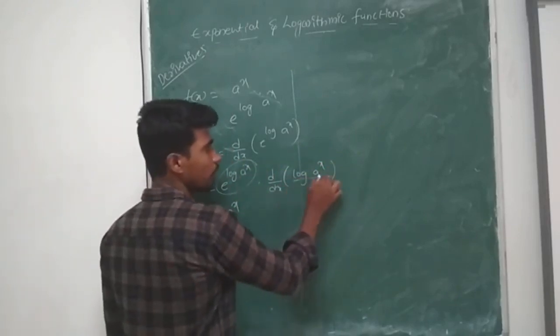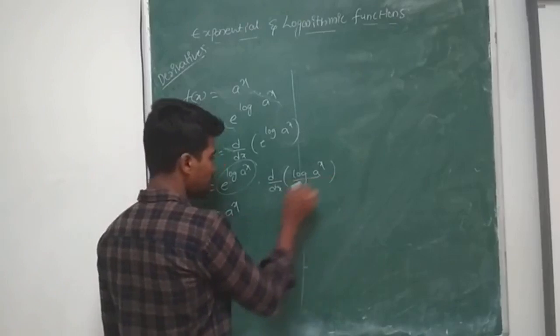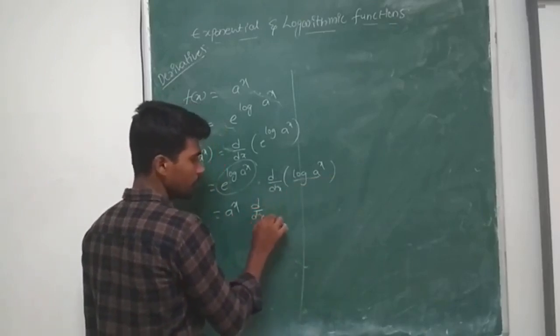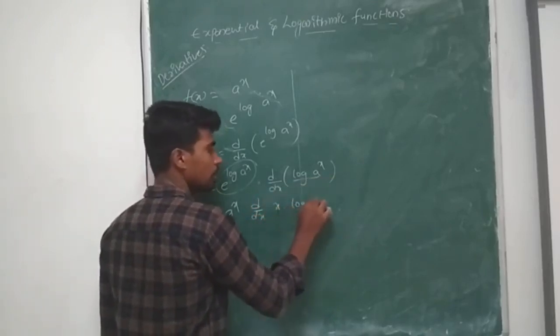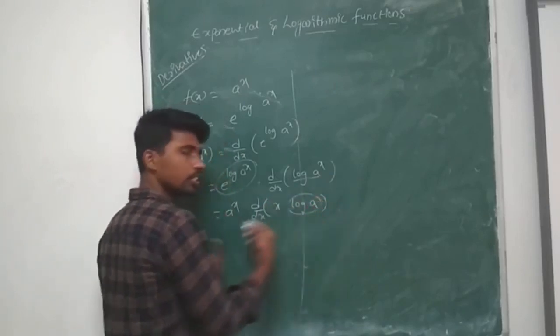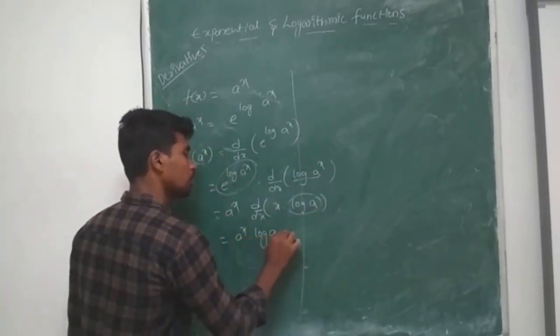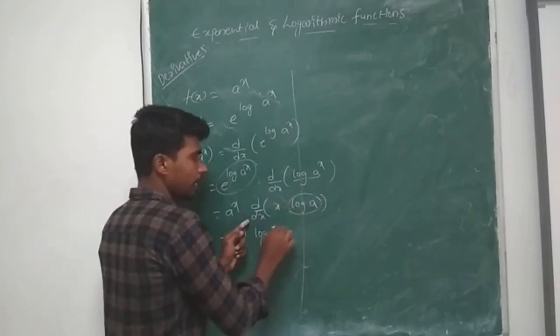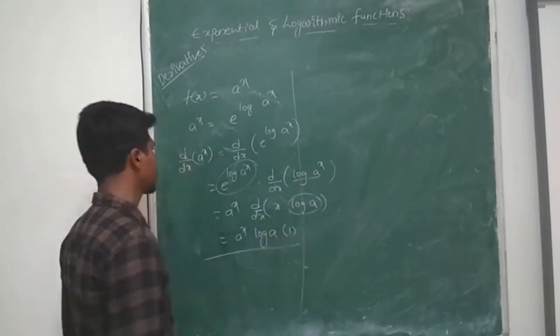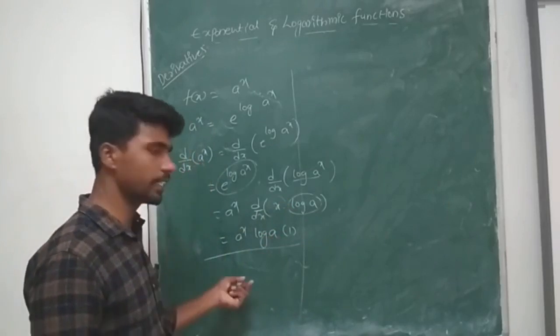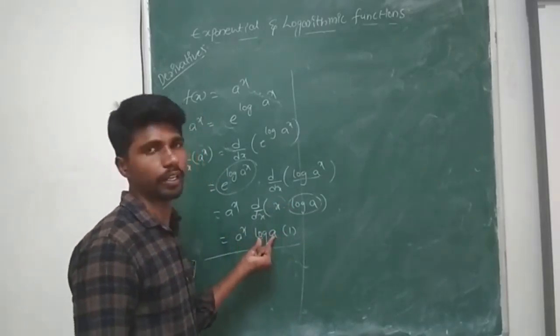Now e power log a power x is nothing but a power x. d by dx of log a power x can be written as x into log a, where log a is a constant, so we can take it outside. So a power x into log a. Now d by dx of x is 1. So the derivative of a power x with respect to x is a power x into log a.